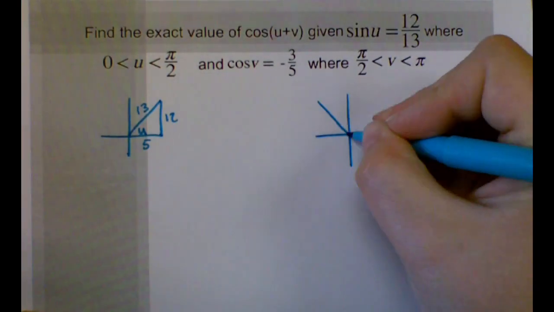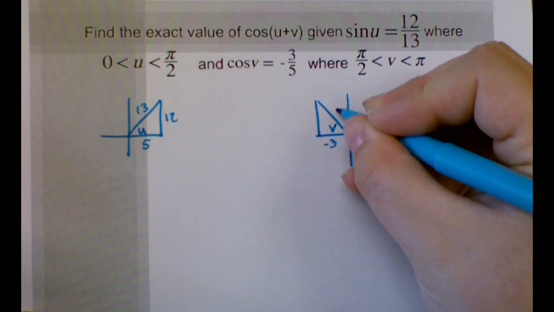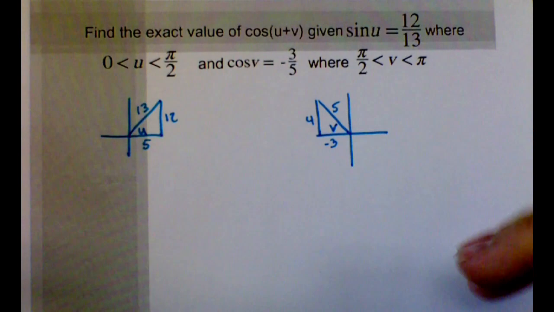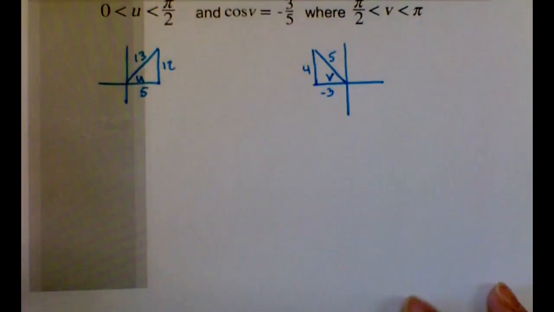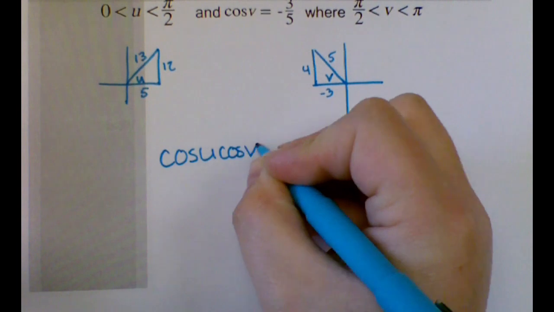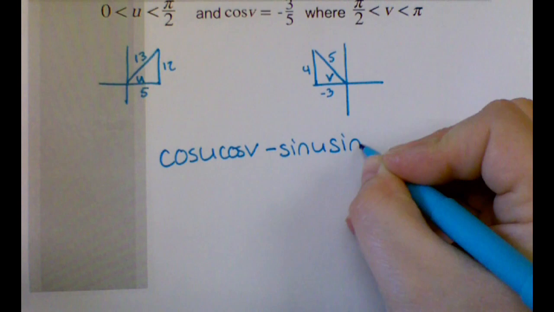V is in the second quadrant. It says the cosine is negative 3/5. A little Pythagorean theorem will give me a 4 for the other side. Now I'll break apart my cosine. Cosine of U times cosine of V minus sine of U times sine of V.